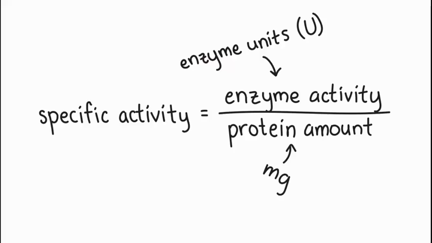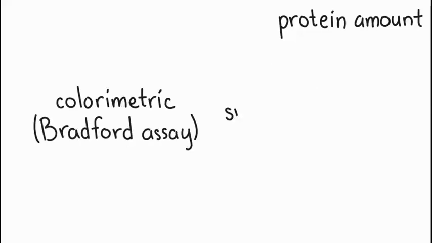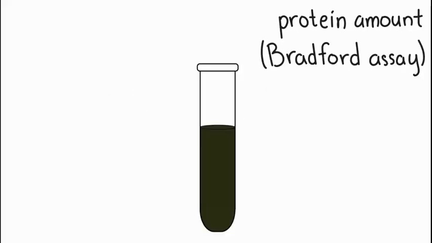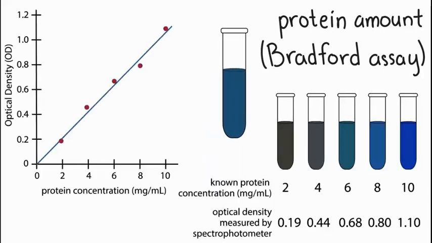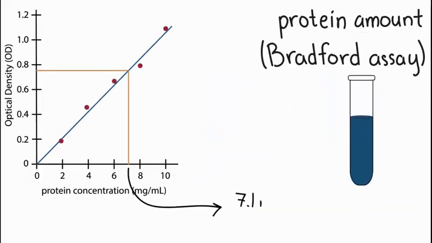Okay, so you still need the total protein amount in your sample mixture. How do you measure that? You can use a colorimetric technique like the Bradford assay and spectrophotometry to measure the concentration of total protein in your sample mixture. Do you remember how the Bradford assay works? Protein reacts with Bradford reagent to produce a colored substance, and you can use a spectrophotometer to measure the concentration of that colored substance. From the concentration and your sample's volume, you can calculate the protein amount of your sample in milligrams.